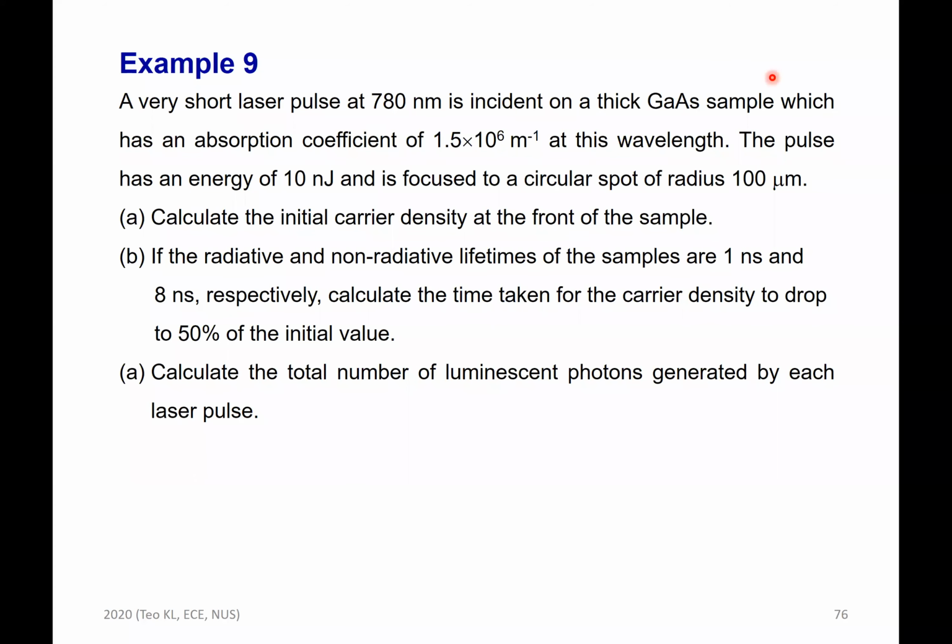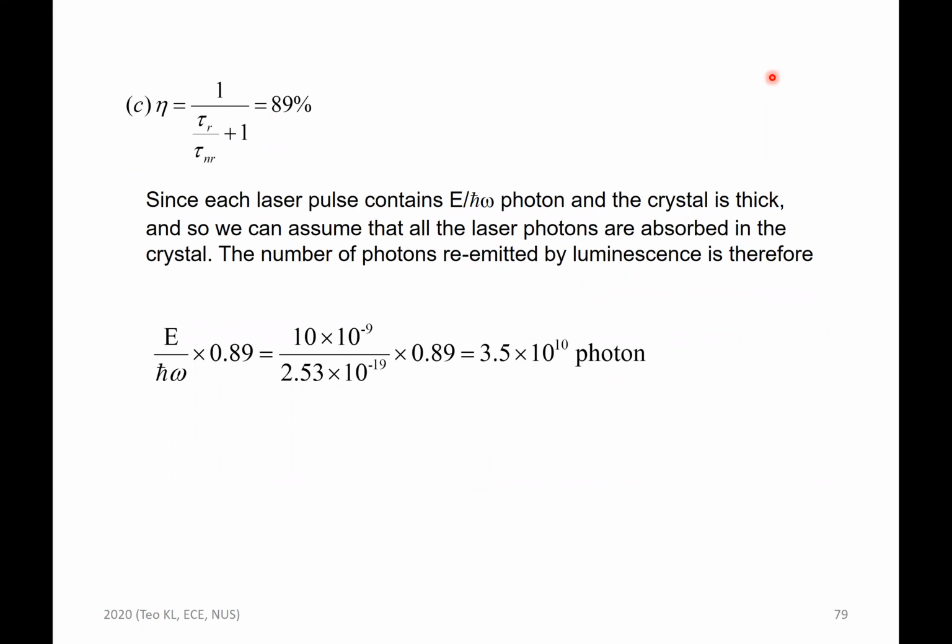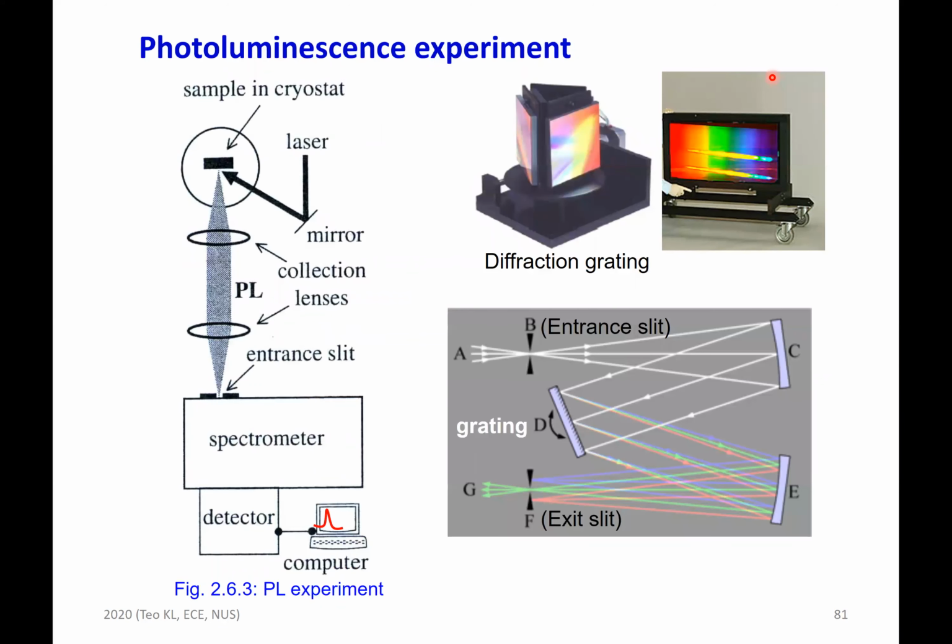This is a continuation of the EE5508 optical processes in semiconductors. In the last session, we discussed example 9. Today, we'll discuss the mechanism of photoluminescence.